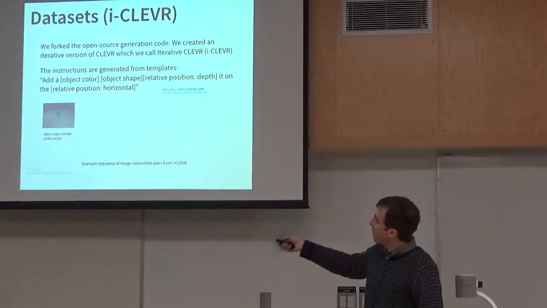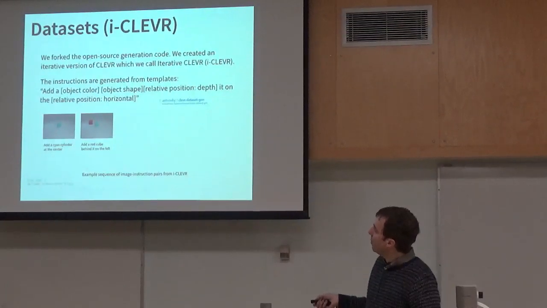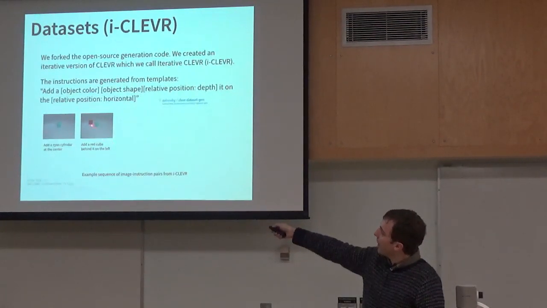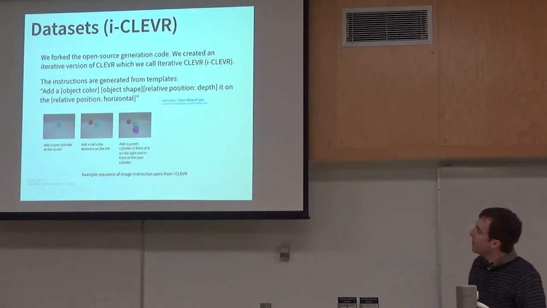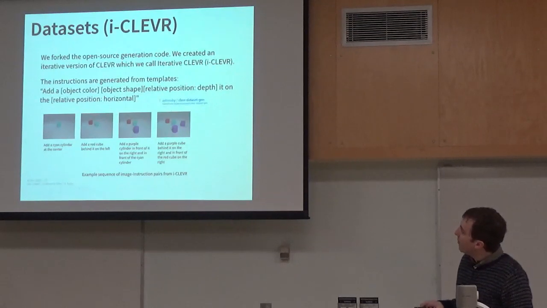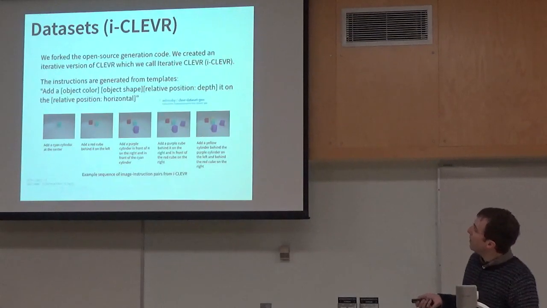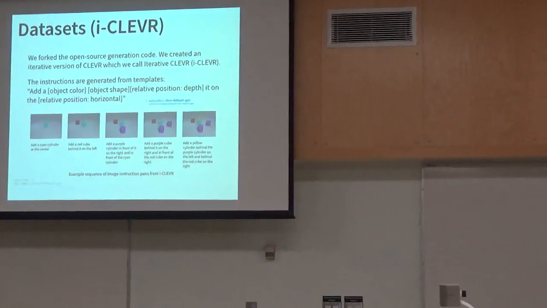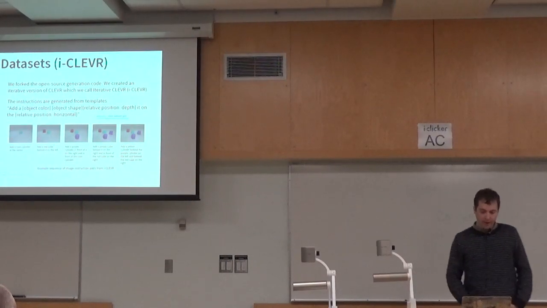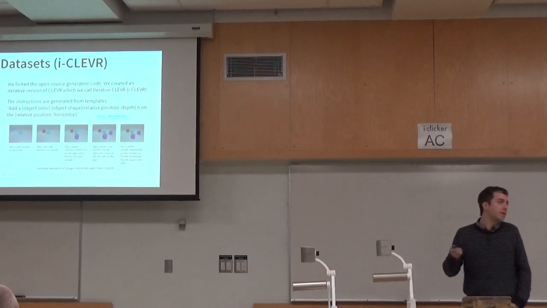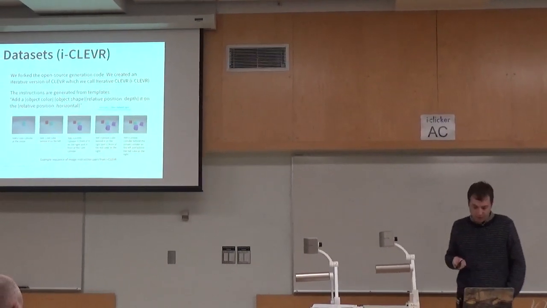Add a cyan cylinder at the center. Add a red cube behind it on the left, and note again that when we say behind it, we're referring to the object that was added initially. Add a purple cylinder in front of it on the right and in front of the cyan cylinder. Add a purple cube behind it on the right and in front of the red cube on the right. Add a yellow cylinder behind the purple cylinder on the left and behind the red cube on the right. And so each of these sequences are five turns in length. And we've released this data set as well if you're interested in trying it out.